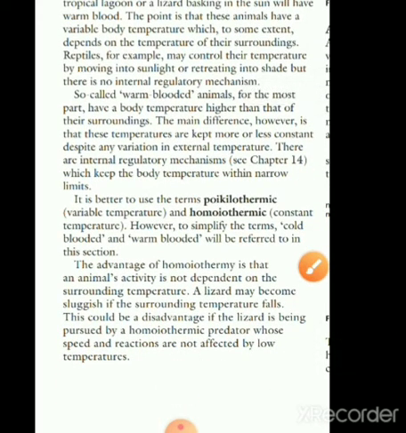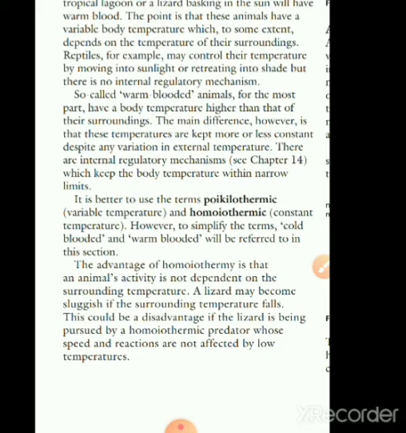The next one is that it is better to use the terms poikilothermic and homeothermic. Poikilothermic is when an organism faces variability in temperature. When it comes to homeothermic organisms, they have a constant temperature. So warm-blooded organisms are homeothermic, and cold-blooded organisms are poikilothermic. These are terms to simplify cold and warm-blooded. So that's it for the cold and warm-blooded organisms.